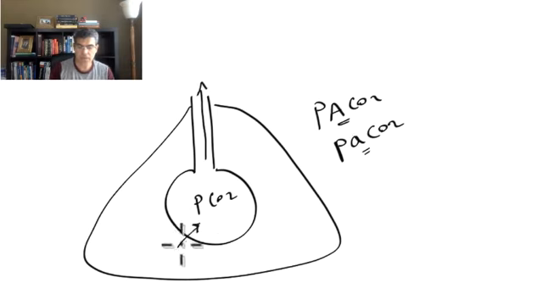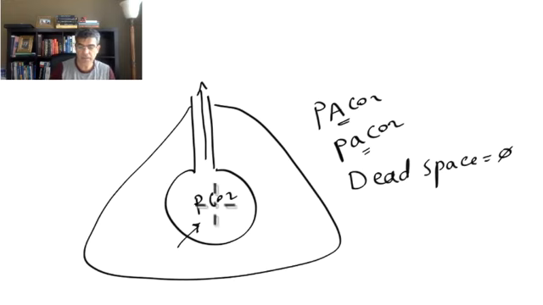When someone breathes, the CO2 is going to come inside the alveolus, and then you're going to expire this air. If the dead space was zero, then the amount of CO2 that you expire here would be the same amount of CO2 that you expire outside.